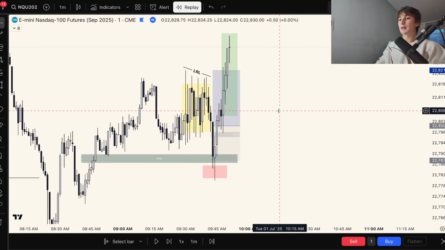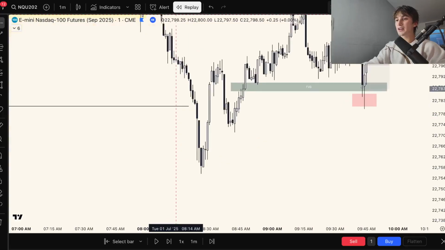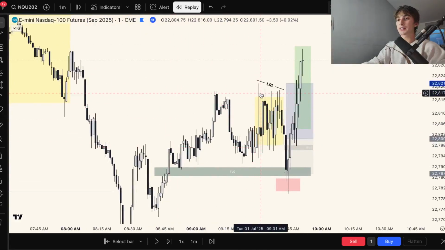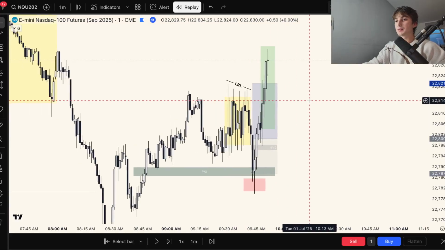But yeah, this was really cool because we got not only that higher time frame AMD forming, but then we also got the lower time frame AMD form as well. So that was definitely really cool.